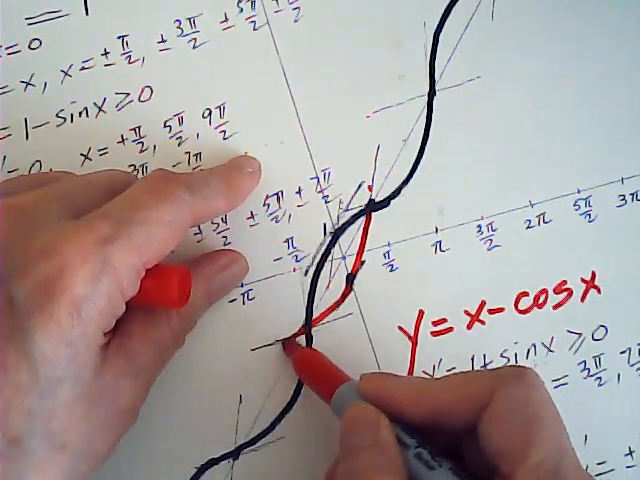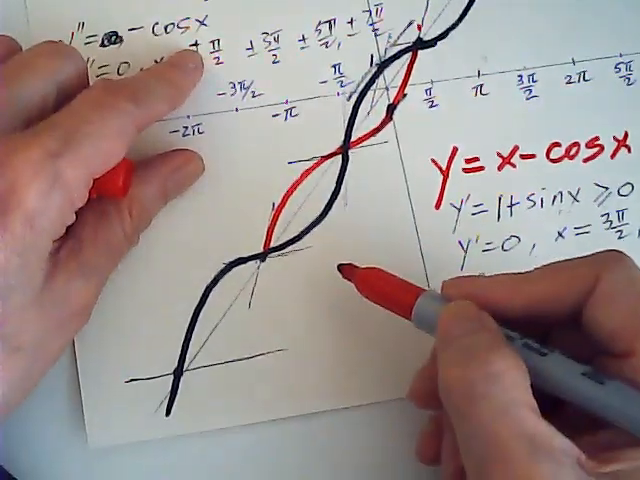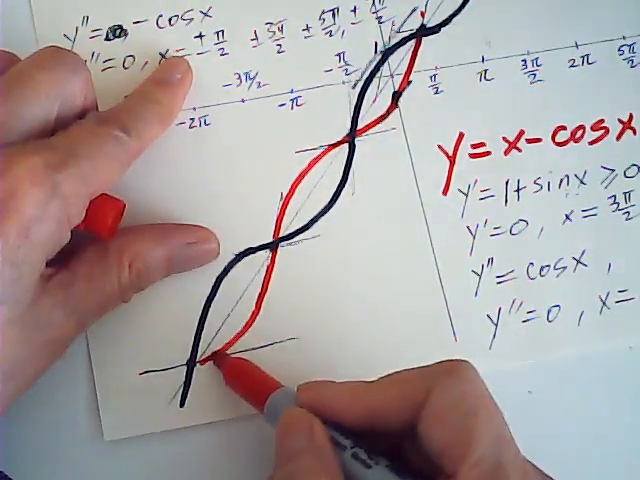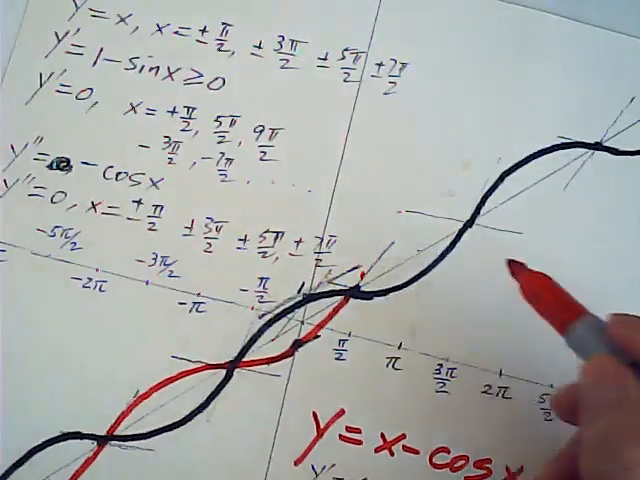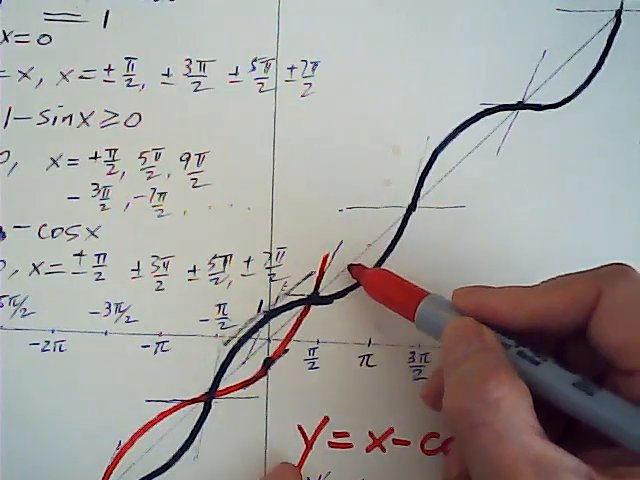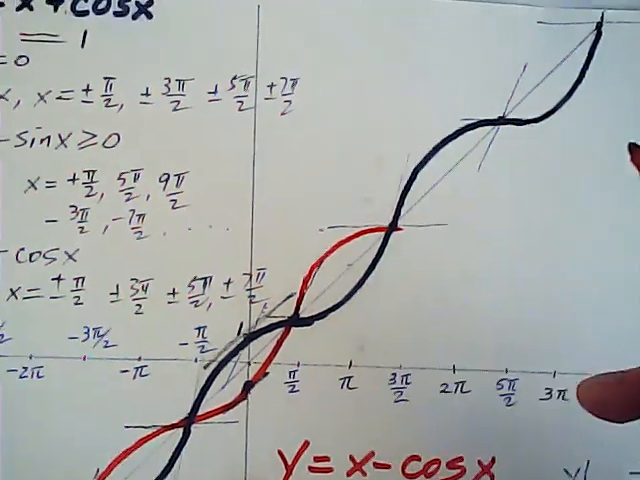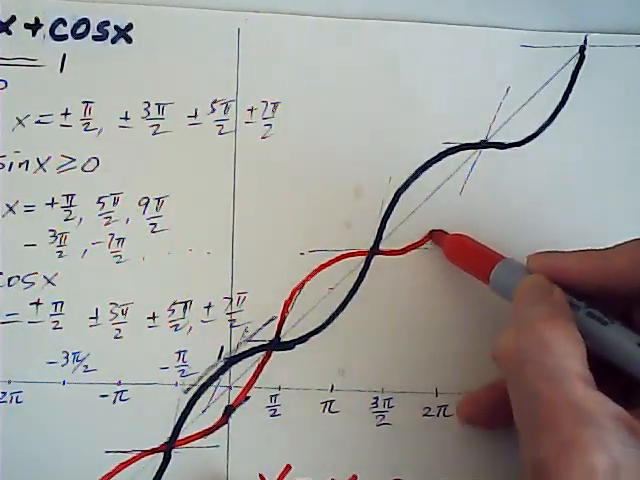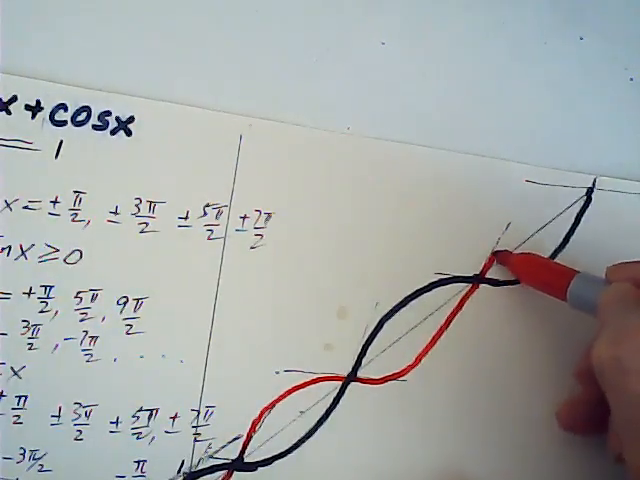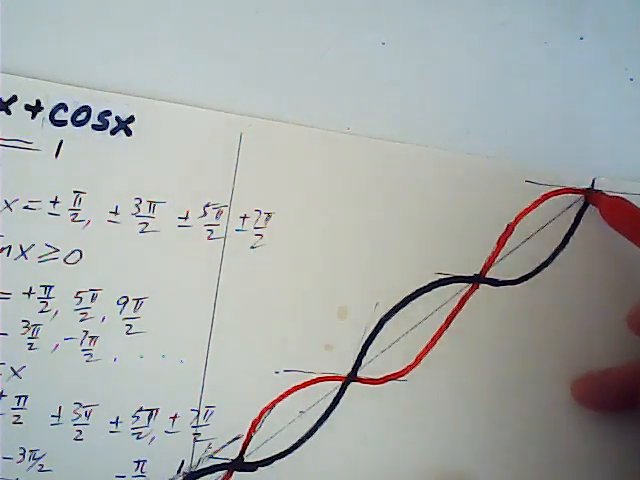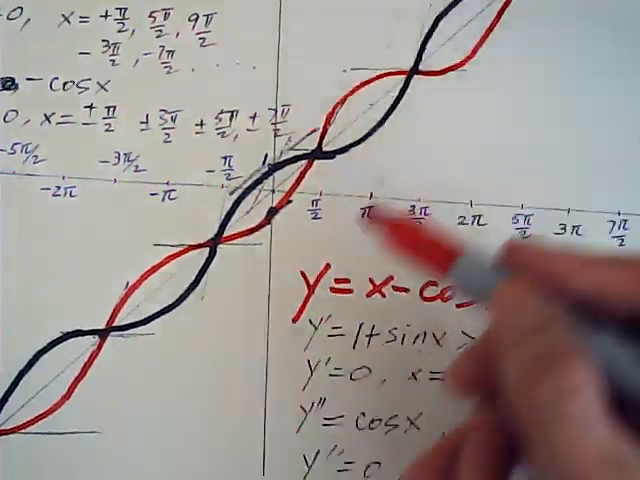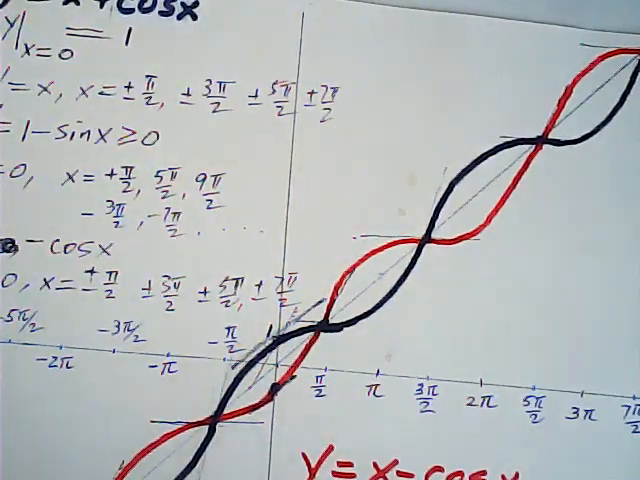Slope of tangent is 2. Slope of tangent is 0. And so on. Slope is 2. Slope of tangent is 2. Slope of tangent is 0. Slope of tangent is 2. Slope of tangent is 2 here. Slope of tangent is 0, and so on. Here, the curve is non-negative.